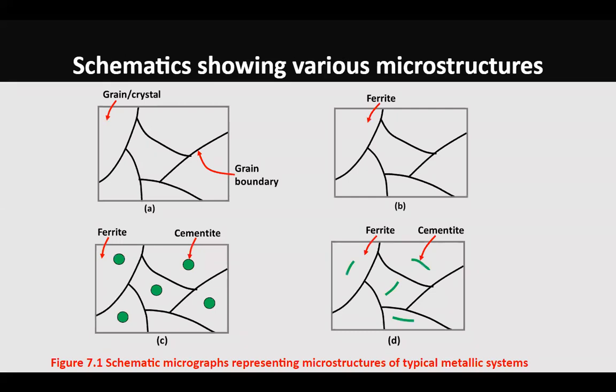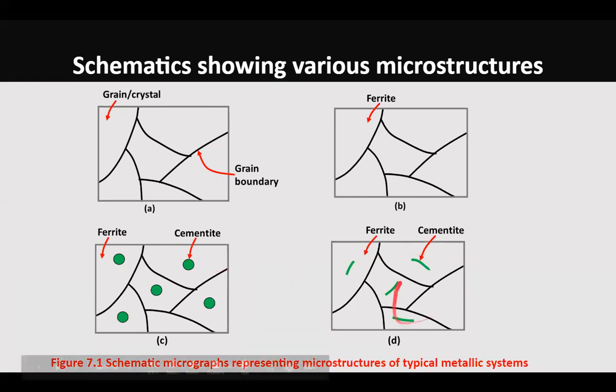Now these are again some schematics where different microstructures have been shown. In the first microstructure, you can see there is only one phase present in the system. So you have grains of the same phase, and you have grain boundaries. Here again only one phase is present, and the name of the phase is ferrite. Here 2 phases are present. The primary phase is ferrite, gray. The secondary phase, which is present in less volume fraction, is cementite, shown in green. The morphology of the secondary phase, that is cementite, is globular or spheroidal or ball type.